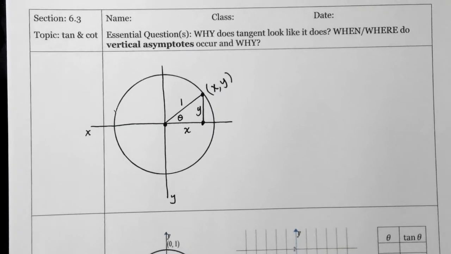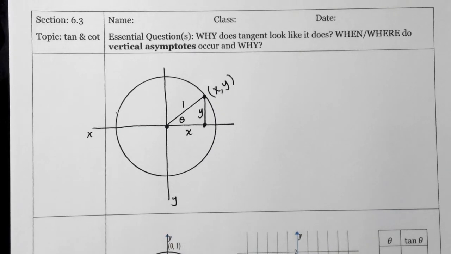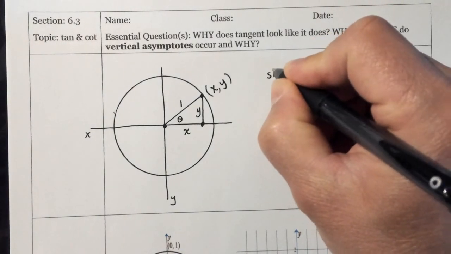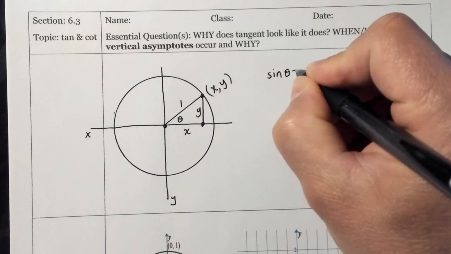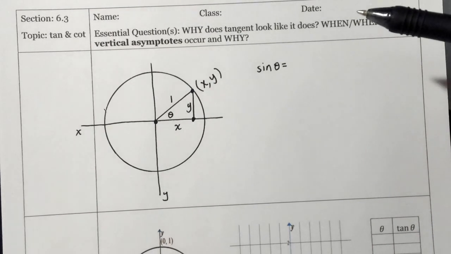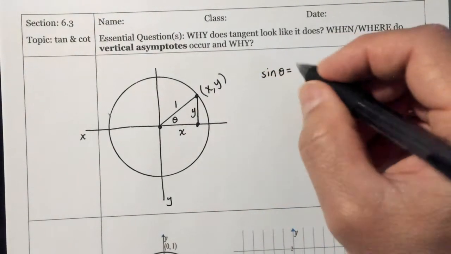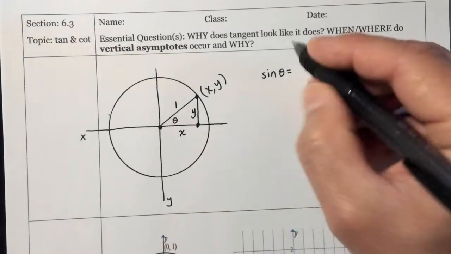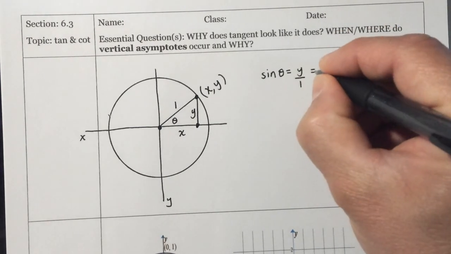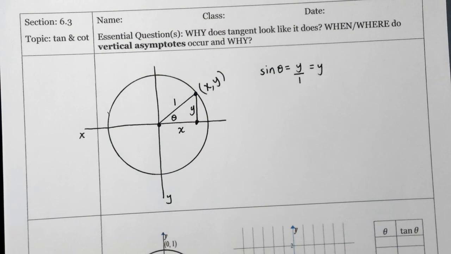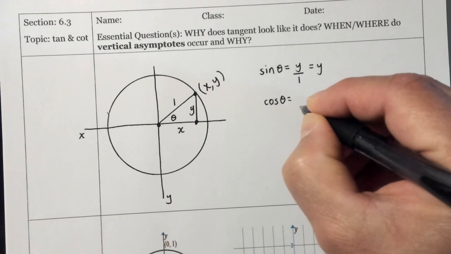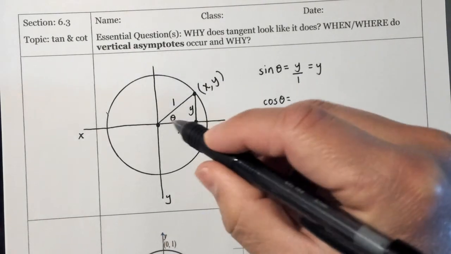Start with sine. We know from geometry that sine is opposite over hypotenuse. That is literally the definition of sine. But looking at this generic triangle we have, opposite is y, hypotenuse is 1, or you could just say y. Cosine, definition of cosine is adjacent over hypotenuse. Or in this situation, for this triangle.